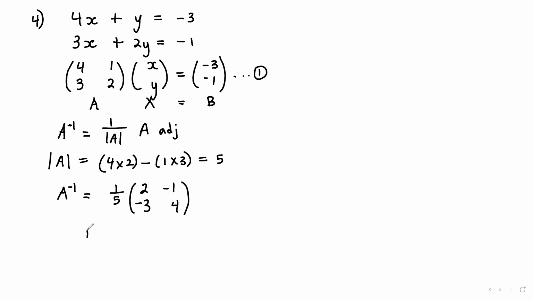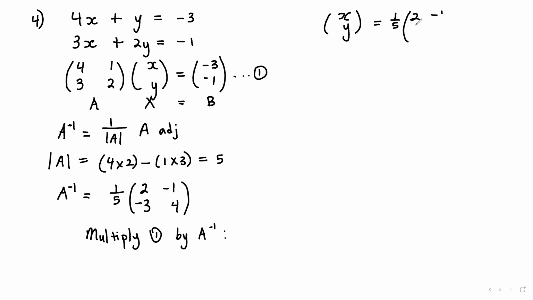And now we are going to multiply equation 1 throughout by A inverse. So we're multiplying both sides of equation 1 by A inverse. As you know, when you multiply A inverse by A, that's just going to give you the identity matrix. So this whole thing will cancel out, and you would just be left with X and Y. So XY is equal to the A inverse, which is 1/5 by [2, -1; -3, 4]. That's the inverse of A there, times B, which is [-3; -1].